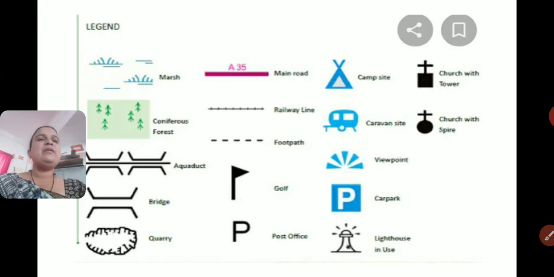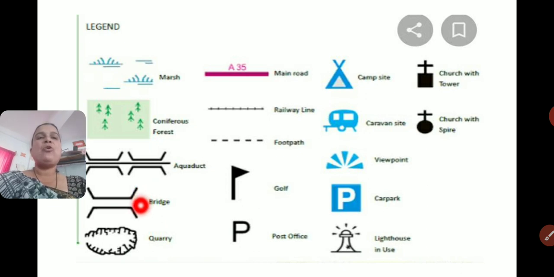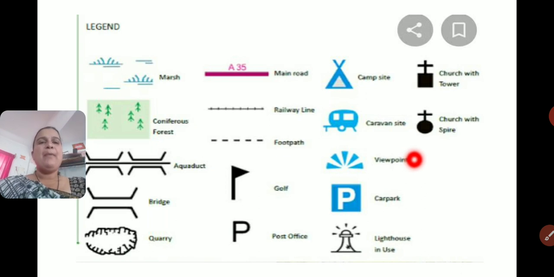If you look at some of the examples here, for a coniferous forest this symbol is used. For a footpath on the map, dotted lines are drawn. For a post office, the letter P is used. For a bridge, this type of line is drawn on the map. For a church, as well as a church with a tower, such symbols are used. All these symbols are used to locate things on the map.